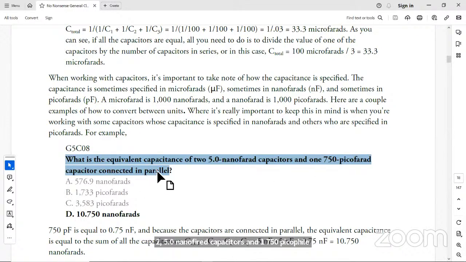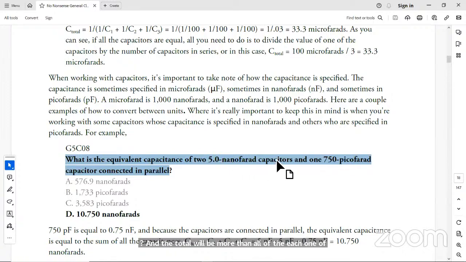in parallel? Let's dissect this question. What are they asking us? It's capacitors. How are they connected? They're connected in parallel, so we can draw them out. So we already know that we have to use the summation formula, because it's connected in parallel, right? And the total will be more than each one of these, right? So we use the summation formula.